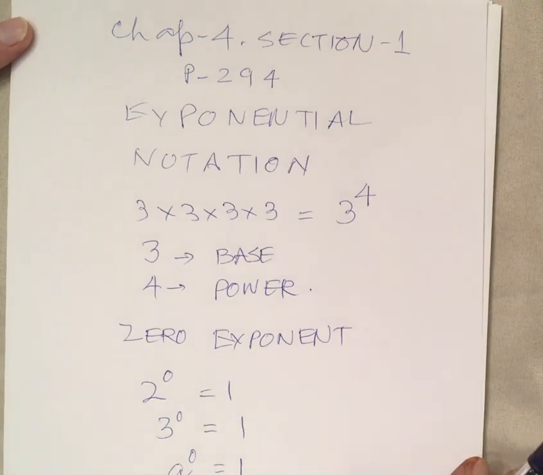If we are asked to find the value of 3 times 3 times 3 times 3, it will be 81.